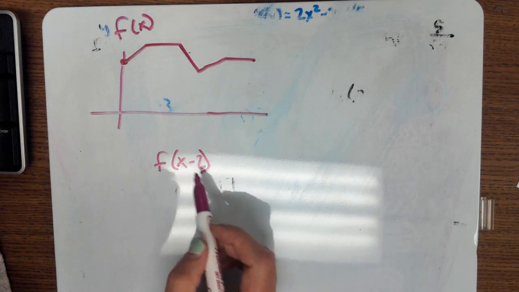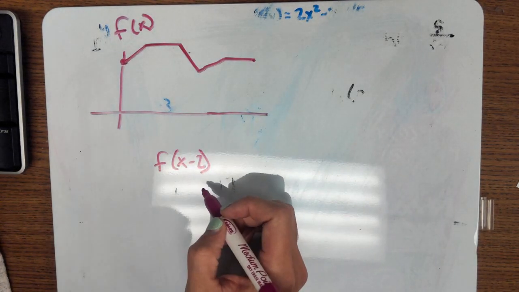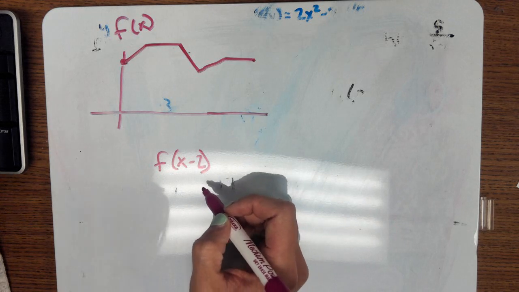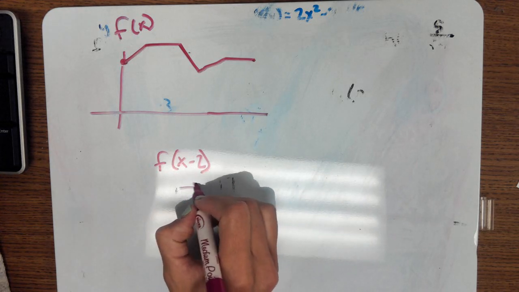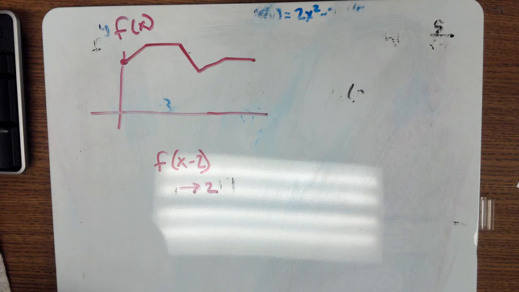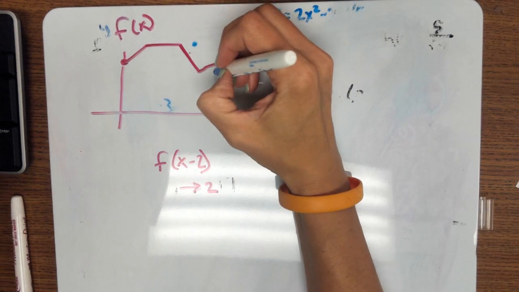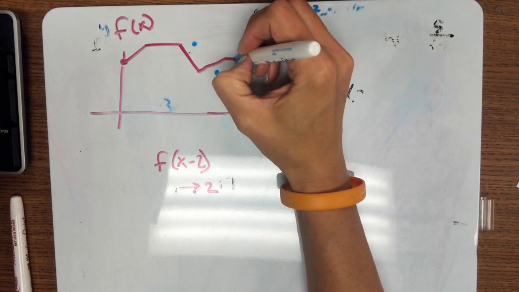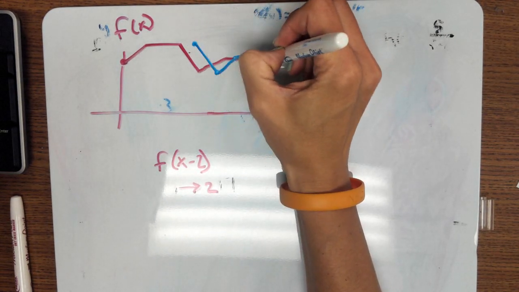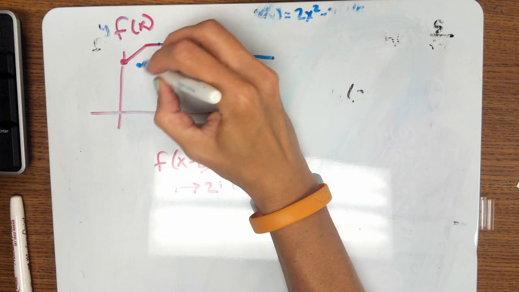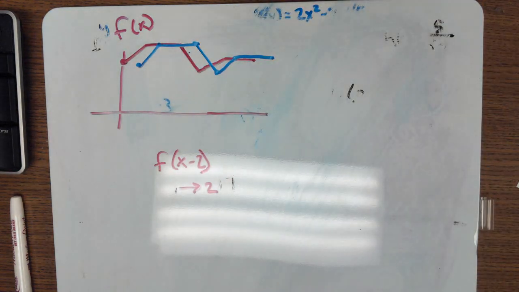You're just looking at where this value falls. It's in my parentheses, so that's a translation. It's moving horizontally. It's going to actually be going to the right 2. So all you would do is take every point on this graph and just move it right 2 units. So we're going to go right, right, right. This will come over. And all that is a shifted graph with function notation.